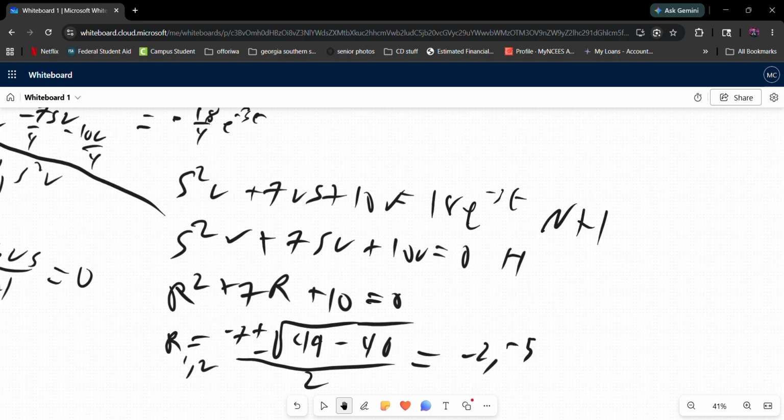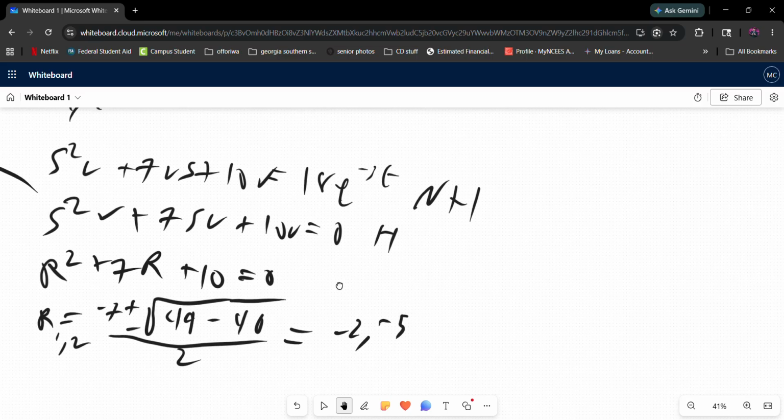Okay. So now that we have those two roots, the homogeneous answer, V sub H of t, is going to be, let's just say, A e to the negative 2t plus B e to the negative 5t. Okay, now we need to do the particular solution.